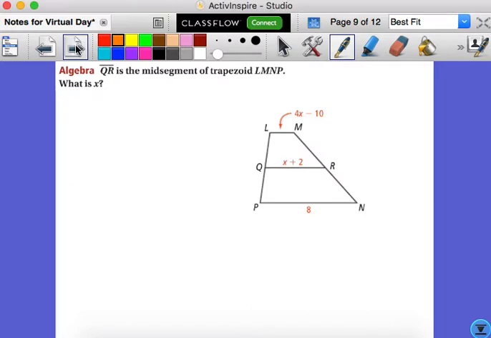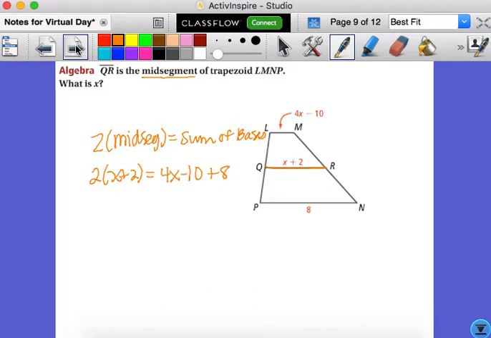Looking at our examples here, we know that QR is a midsegment, which means if I double my midsegment, it should equal the sum of my bases. Therefore, 2 times x plus 2 should equal 4x minus 10 plus 8. Distributing that, 2x plus 4 equals 4x minus 2. I'm going to subtract the 2x from both sides and add the 2 to both sides. And lastly, divide by that coefficient of 2 to get an x value of 3.